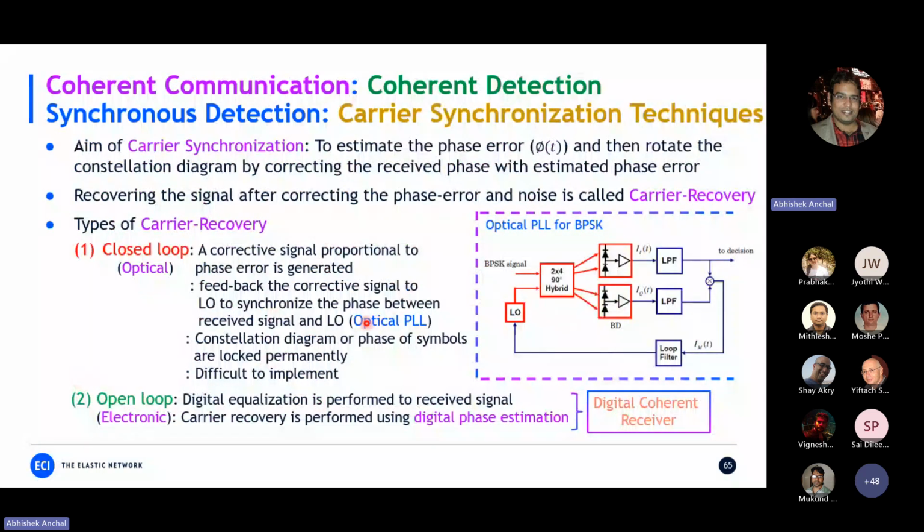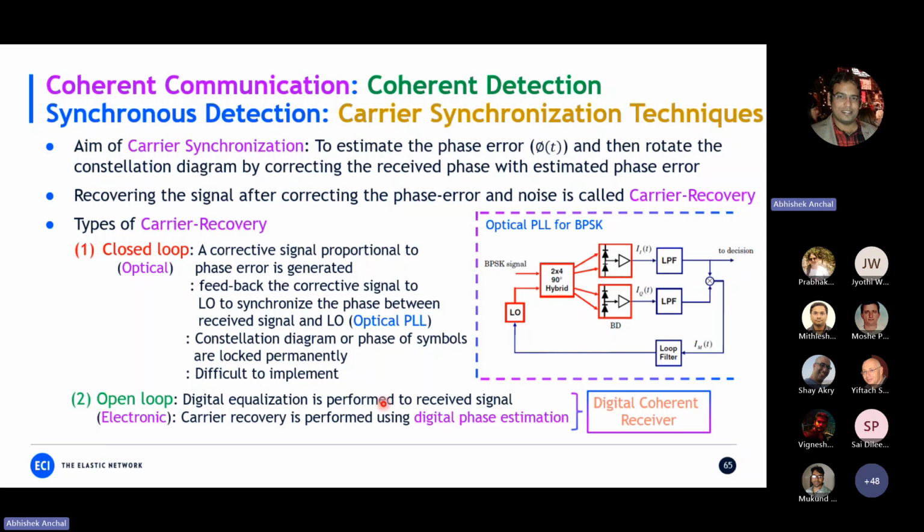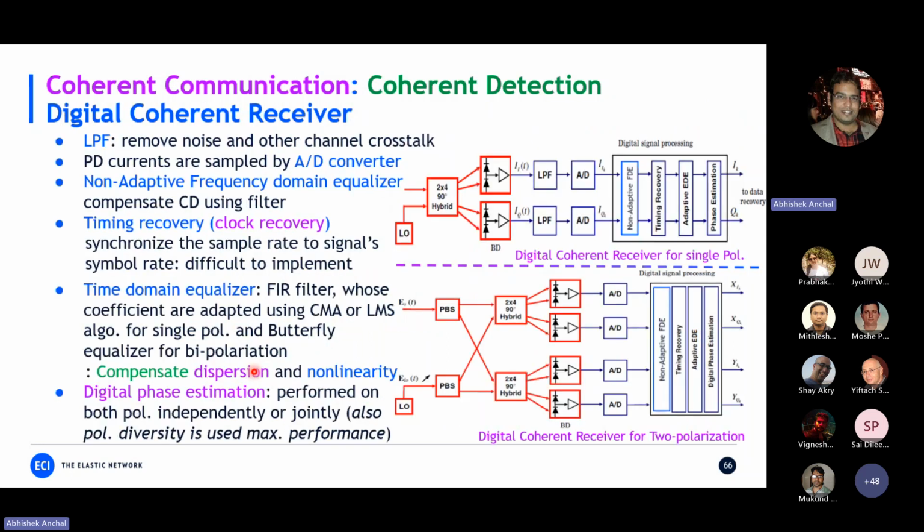Okay, but since it's very difficult to implement, we go for open loop, which is called digital equalization, and we are going to see how it digitally equalizes. And such a receiver which uses digital equalization is called a digital coherent receiver. And so we are going to estimate the phase error in the digital domain through the DSP. So we call it digital phase estimation.